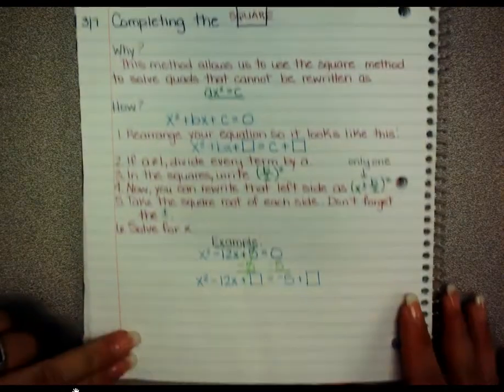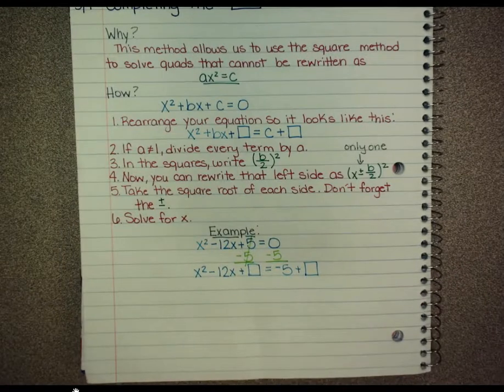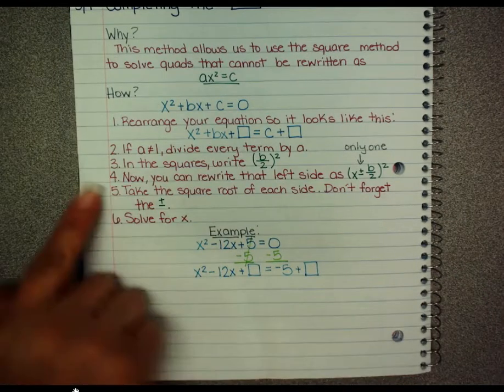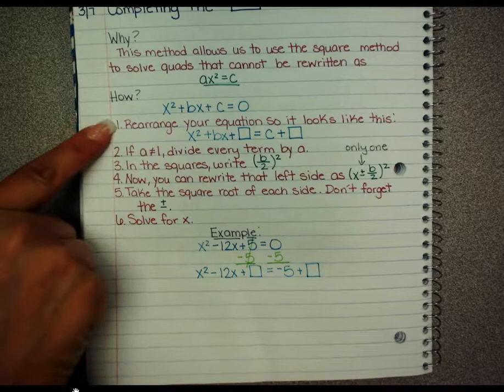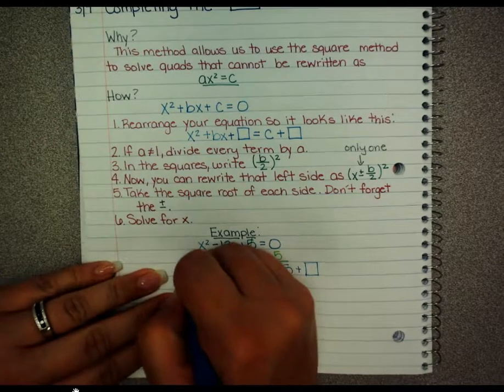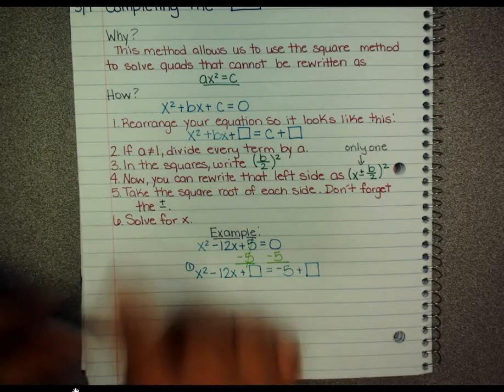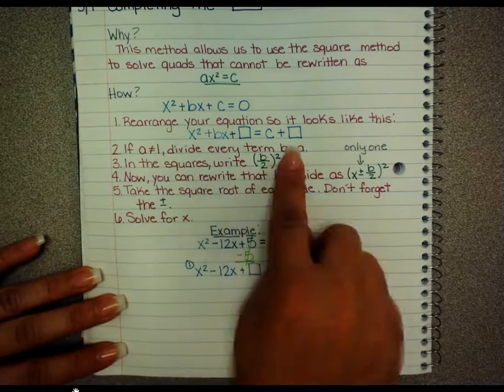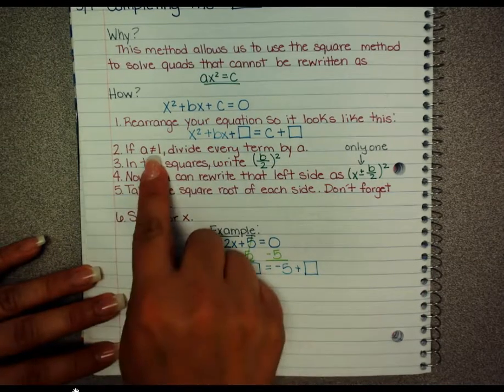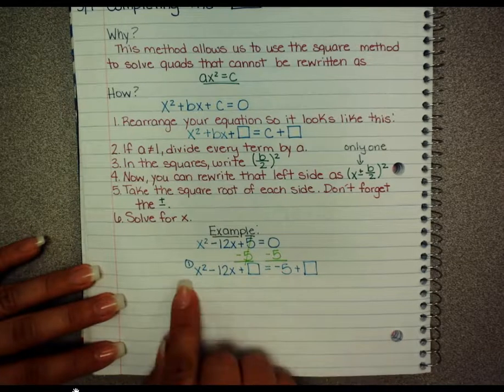Okay, let's do this up a little. All right, so that's step 1. I'll write a 1 next to this. Step 2, if a is not equal to 1, divide every term by a. This has a 1 in front, so we don't need to do that.